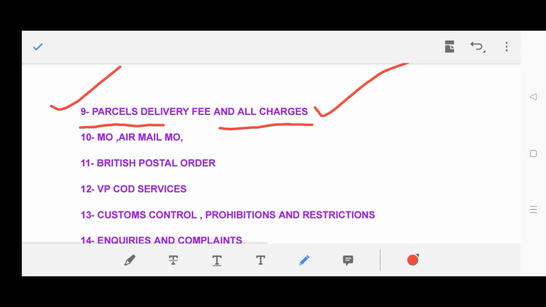Next, class number 10 discusses money orders: foreign money order and airmail money order. These two are in class number 10 of PO Guide Part 2. Class 11 of PO Guide Part 2 discusses British postal orders. Next, class number 12 discusses the VP and COD services.